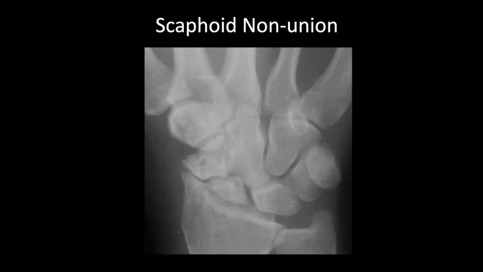So again, with negative x-rays and a concerning story and exam, you're going to put these patients in a good thumb spica splint and get them prompt follow-up in about a week to 10 days for repeat imaging, at which point, if there's a fracture, you should be able to see it.